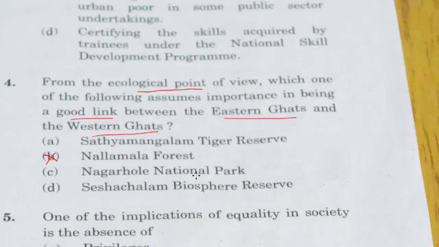Now if you look at Nagarhole National Park, Nagarhole National Park exists in Karnataka, okay, because the name Nagarhole is not a Tamil name or a Keralite name. So this has to exist in Karnataka. Now Karnataka is totally leaning towards Western Ghats, so we're going to take that out from the option as well. And now we are only left with option A and D.